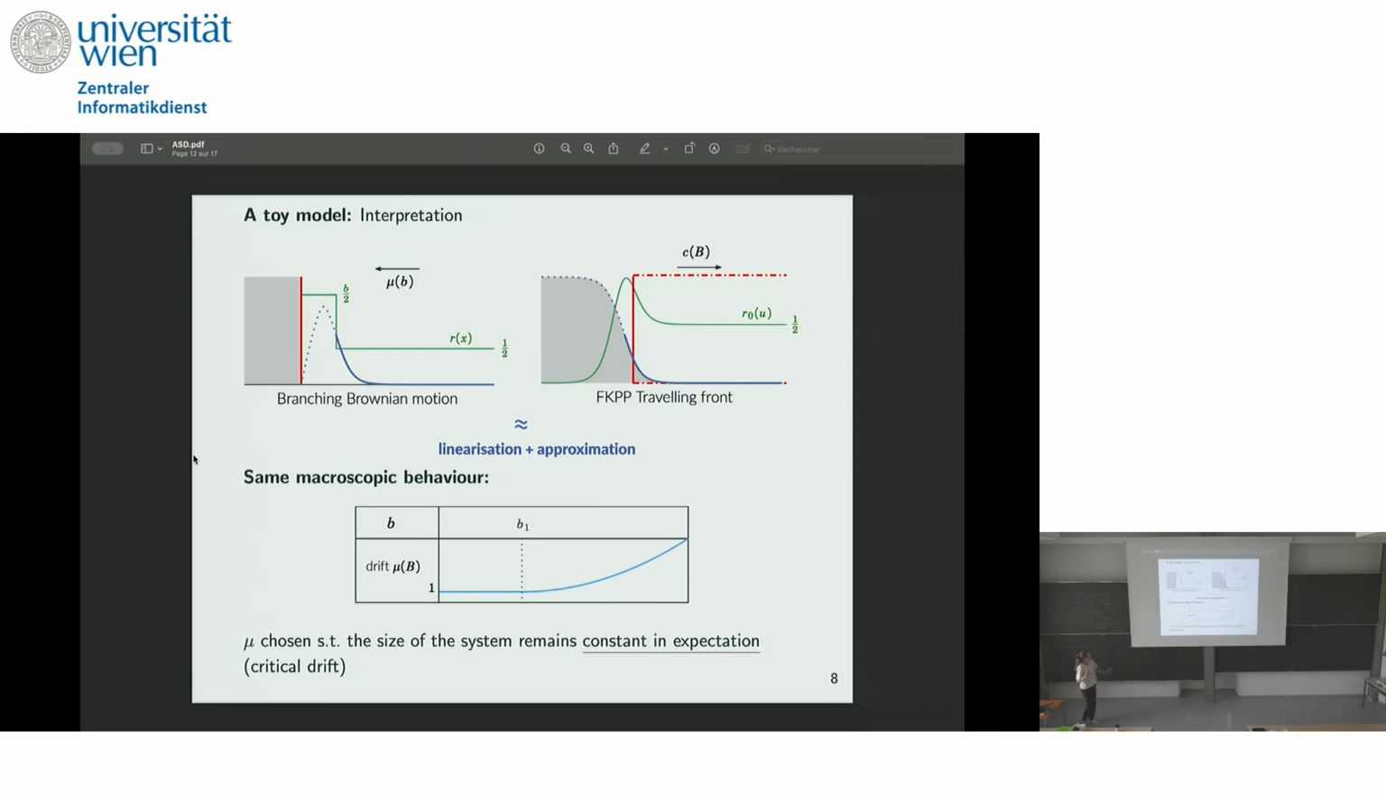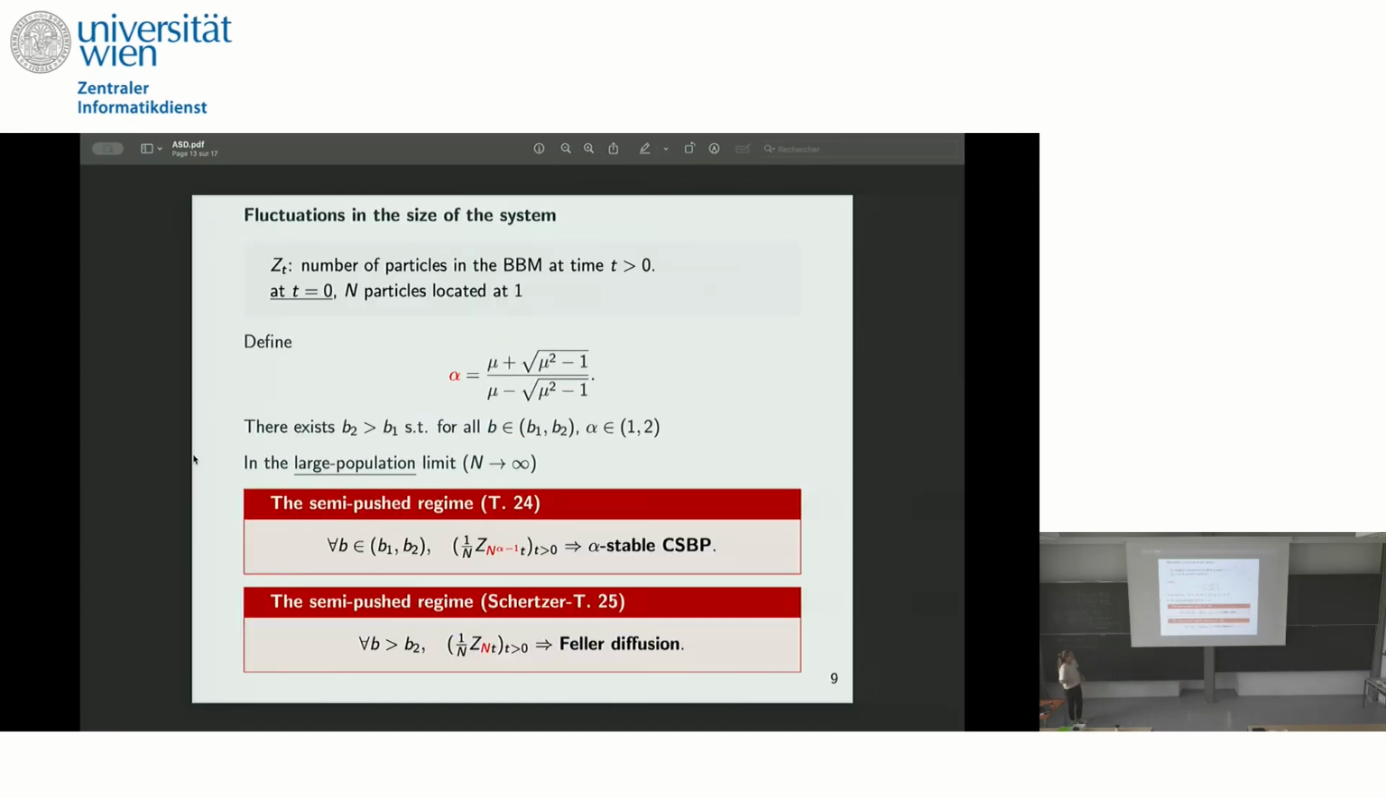And so in this model, I will call this regime the pulled regime, and this regime the pushed regime. Okay, so from now on, I will focus on the pushed regime and try to distinguish the semi-pushed and fully pushed regime. So we saw that in the individual-based model studied by Birzu, Hallatschek and Korolev, they could make the difference between semi-pushed and fully pushed fronts by studying the fluctuations in the position of the front.